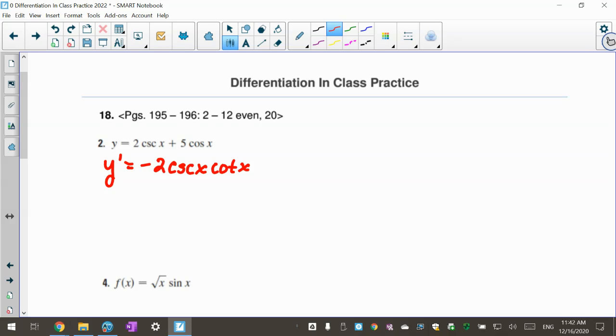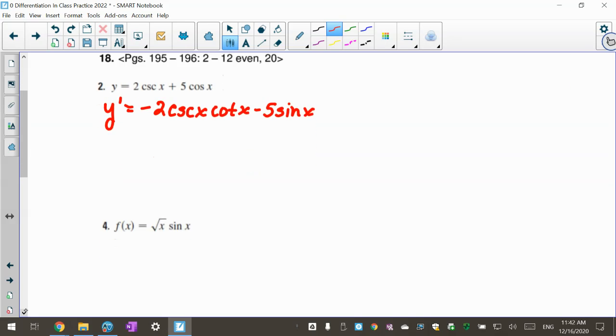Our second one is 5 cosine x, and I know the derivative is a cofunction, so I know it's negative, so I might as well make it negative. It's going to be negative 5 sine x. Then I look and see if I can factor anything, and I can't, so that's how I do that derivative. It starts out easy, but I know that it gets more difficult as we go along.